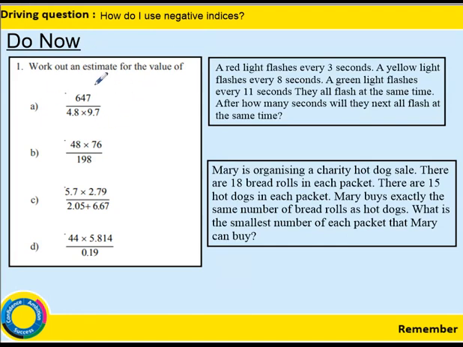Okay, so when we're estimating, we round to one significant figure. So this would be approximately 600 over 5 multiplied by 10, which is the same as 600 over 50. Cancel out the zeros, and 60 divided by 5 is 12. Rub that out so we can do B.